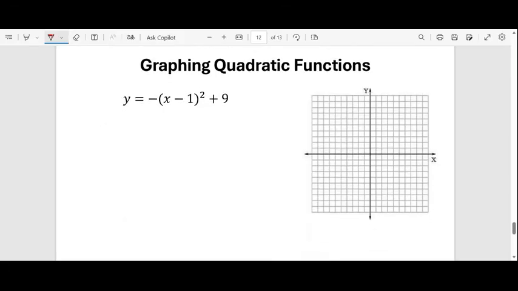We've got 2 more. So our vertex on this quadratic is the opposite of -1, which is +1, and then we'll keep the +9 as our y value. So we'll go 1, 9 as our vertex. You can see we have a negative coefficient, meaning our graph is going to open downward.